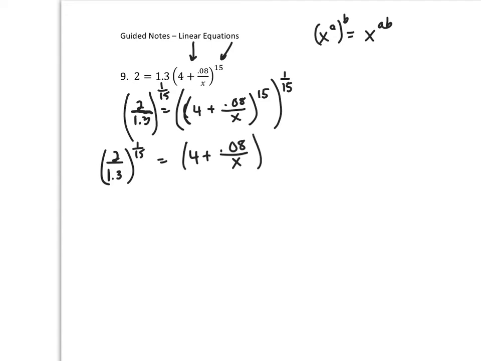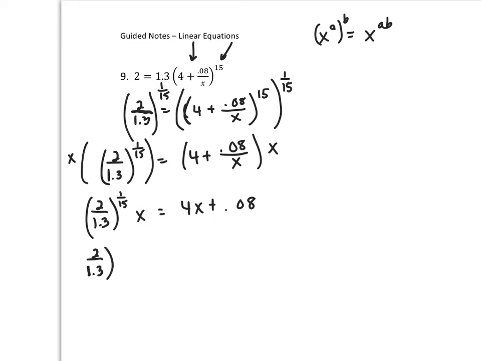Let's clear our fractions by multiplying every term on both sides by x. So now I have 2 divided by 1.3 raised to the 1 over 15th, and that's nasty, but just leave it alone, it's okay, equals 4x, and then those x's cancel, you're left with 0.08. Now, get your x's on the same side. It would be nice if you could combine them, subtract 4x from both sides, but we've got this nasty 2 divided by 1.3 to the 1/15th x minus 4x. That's the best I can do.